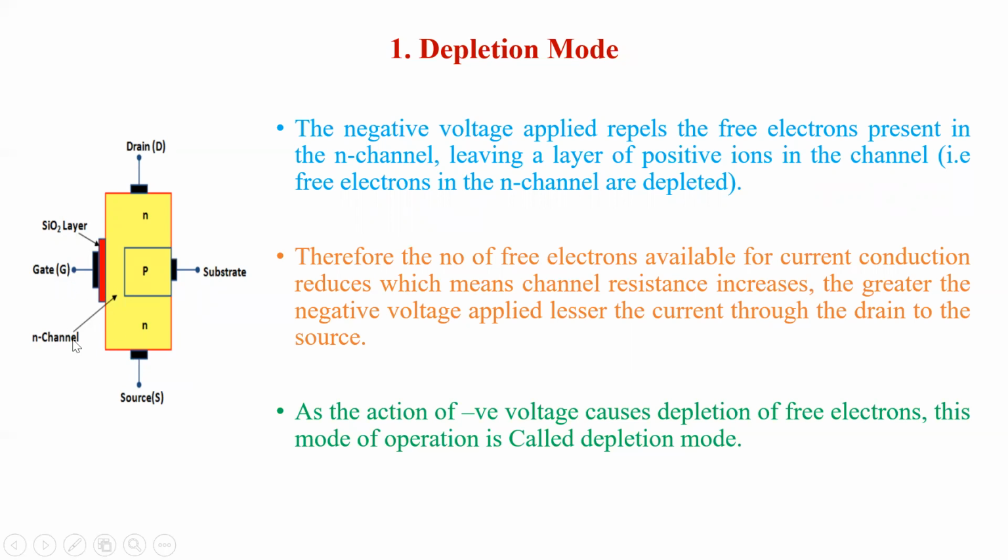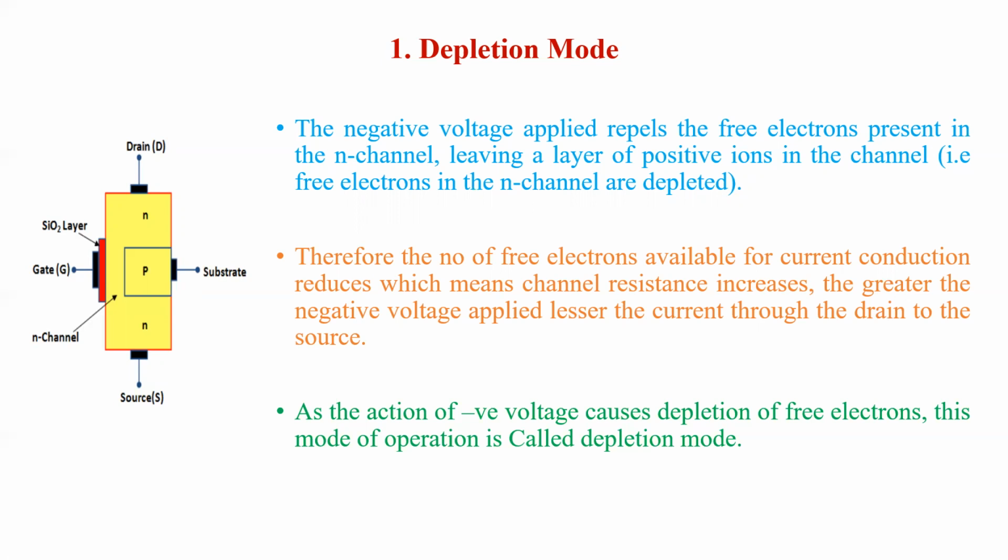For depletion mode, the voltage is applied between gate and source, VGS. When negative voltage is applied between gate and source, so the negative voltage comes at this gate terminal. As this is negative voltage, the negative will repel the free electrons present in the N channel. So this will result in the formation of positive ions. That is, when the electrons are depleted, positive ions are formed in the N channel.